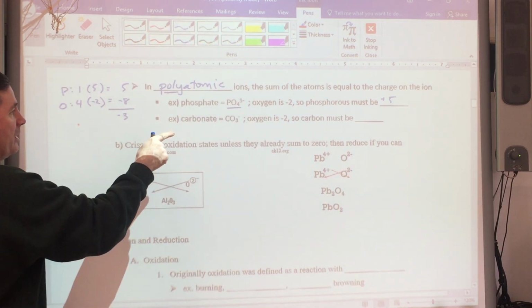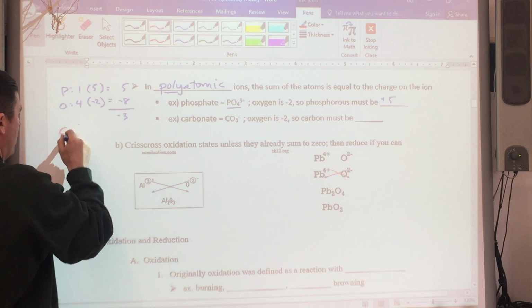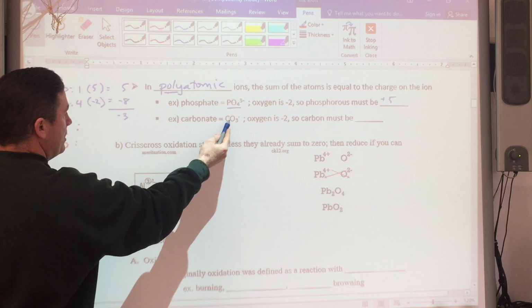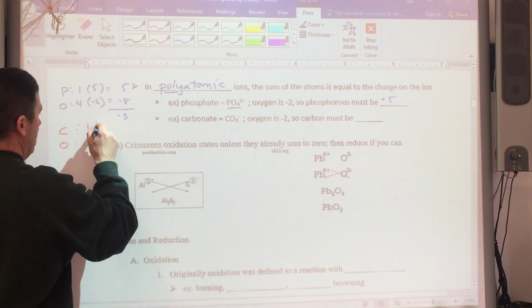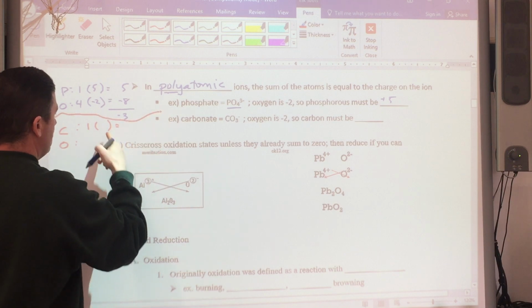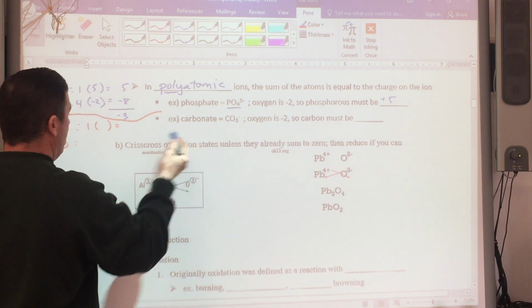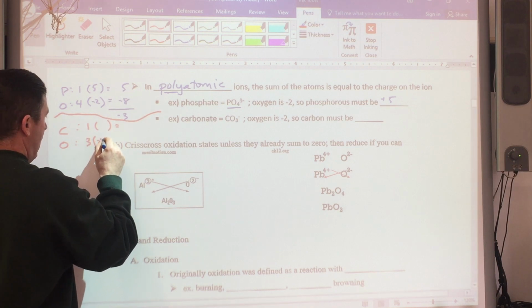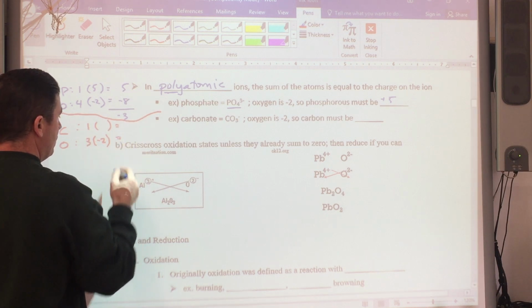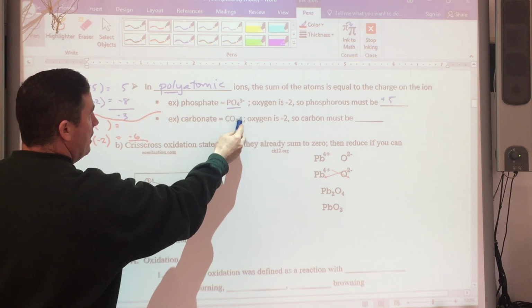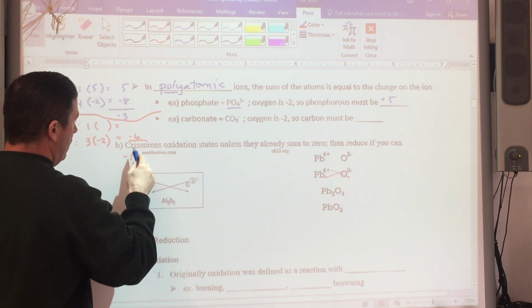Okay, carbonate is a -1, so I've got carbon and I've got oxygen. How many carbons are there? There's 1. I don't know what its oxidation number is. That's what I'm looking for. Oxygen, there are 3 of them. I know oxygen is a -2 for the most part, so that's a -6. That is my total, -1.